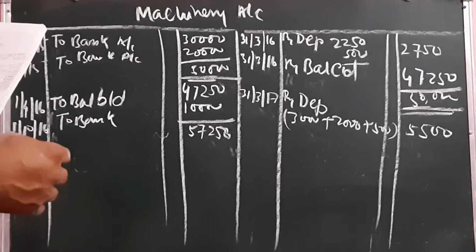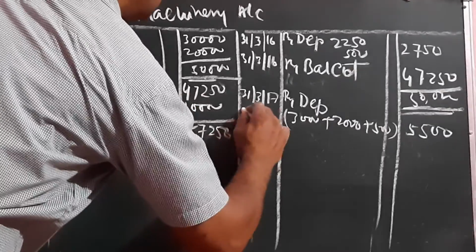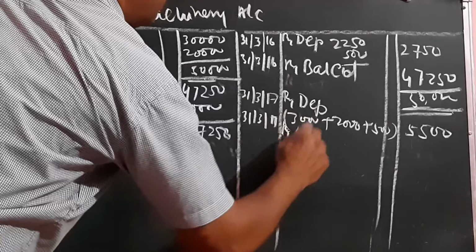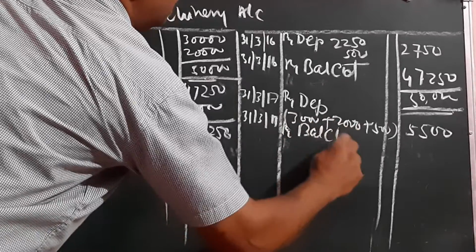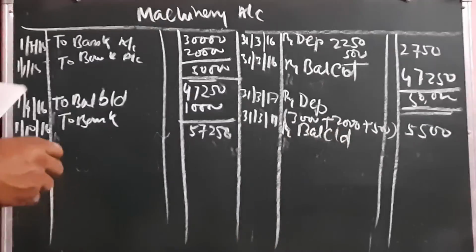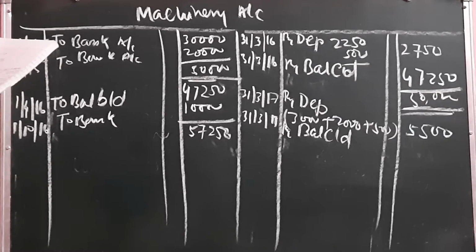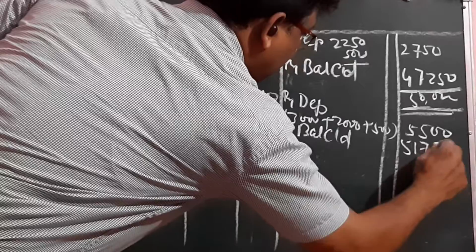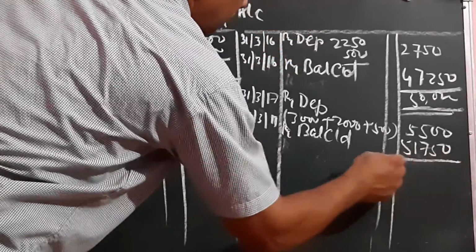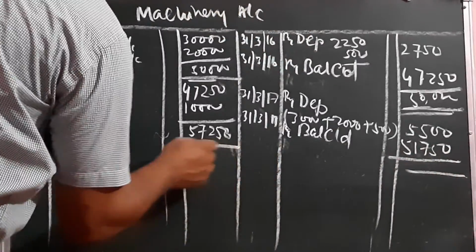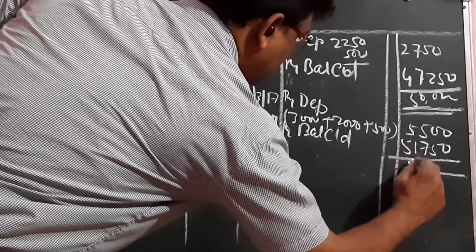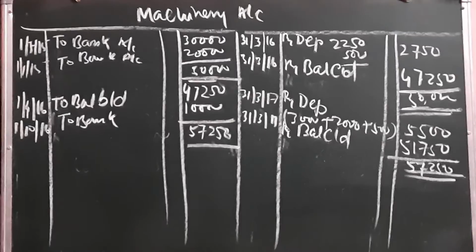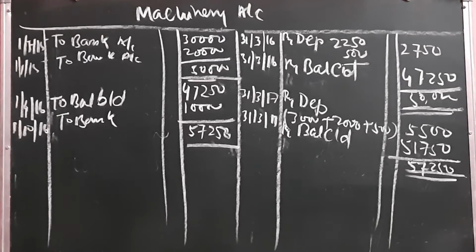And the balance on 31st March 2017 is by balance carried down. So 57,250 minus 5,500 is 51,750.